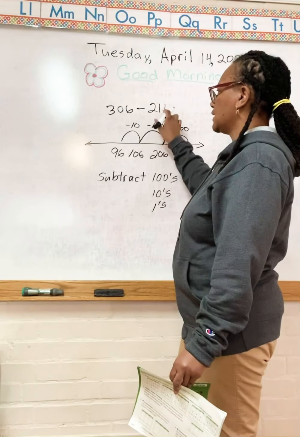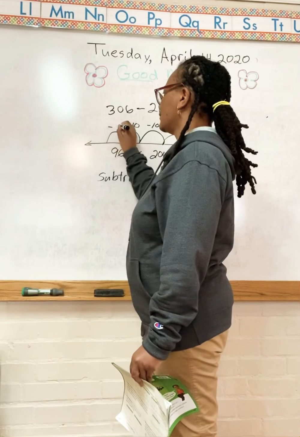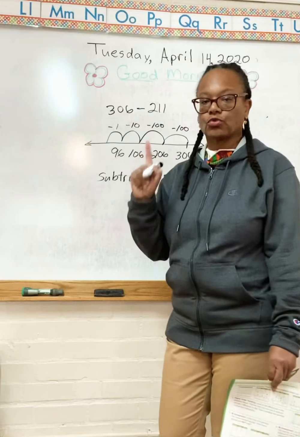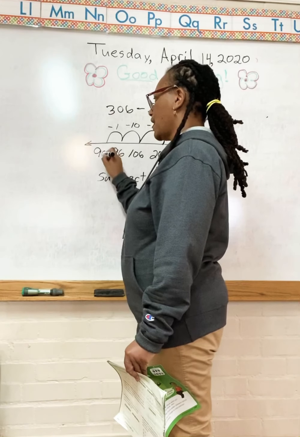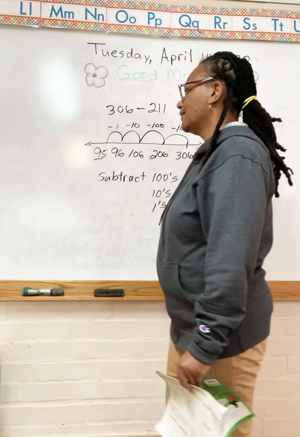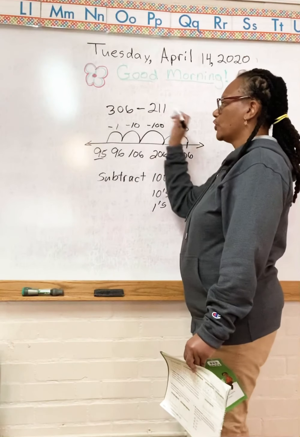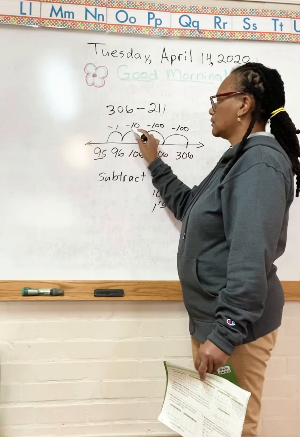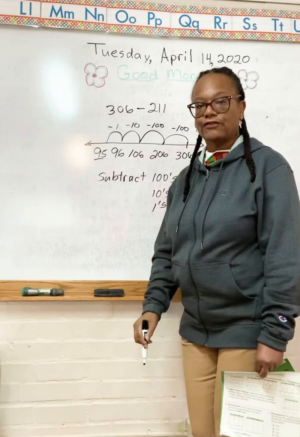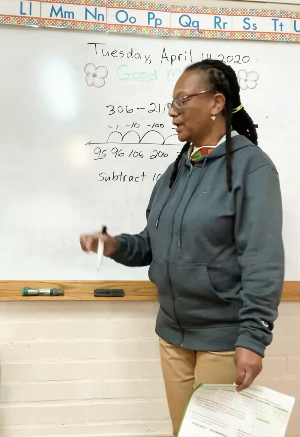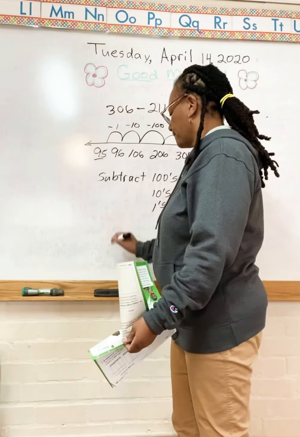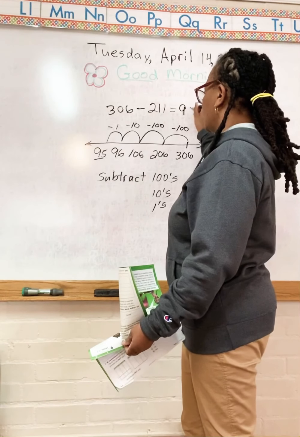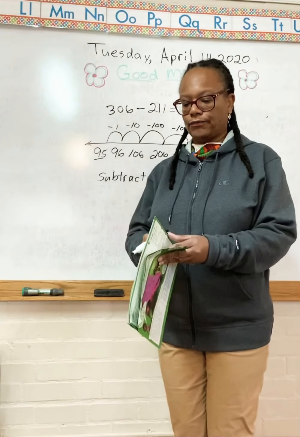Then, so that's 10, and how many ones? 1. That's easy. If you go back from 96, just 1, what number comes right before 96? 95, right. So your answer should be 95. 306 going backwards 211 is 95. Got it, good? I hope so. So you would write for the problem 306 minus 211 equals 95. Okay? Now, let's look at the next page.